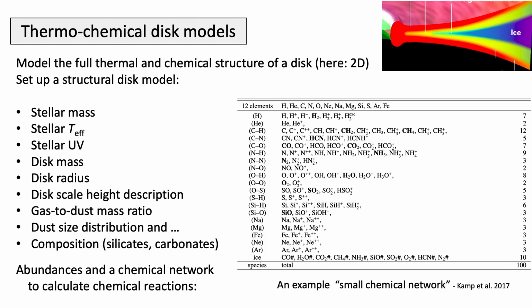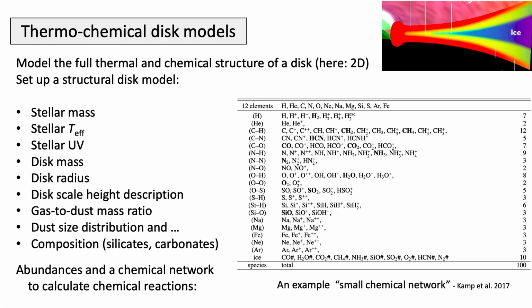Dust size distribution, which I already mentioned. And then the composition, roughly speaking, what you have already in the disk. You can add dust, of course, silicates, carbonates. These are the inputs that you need for the model. And then, of course, you need to also have abundances. You need to tell the program what abundances of elements you have.